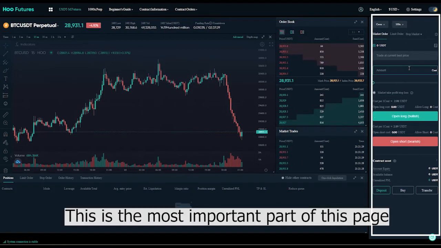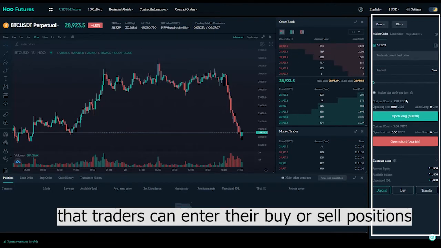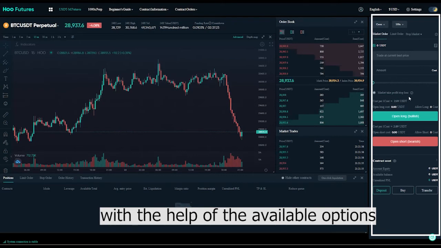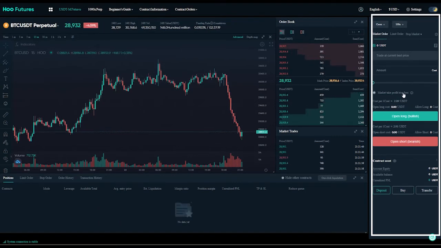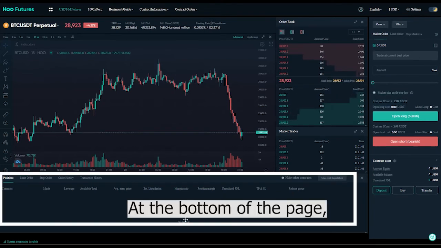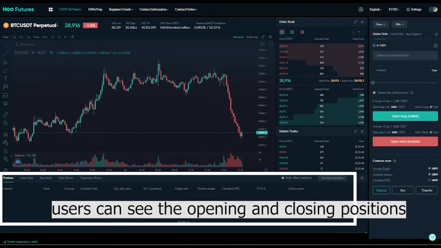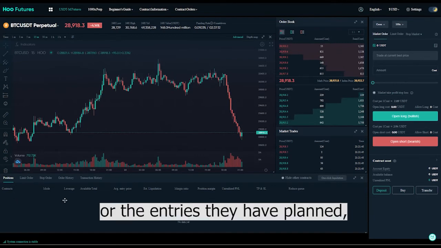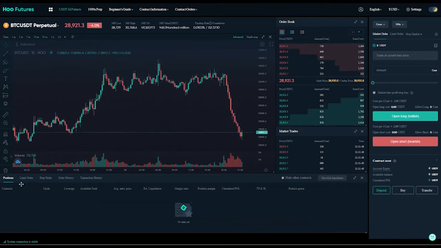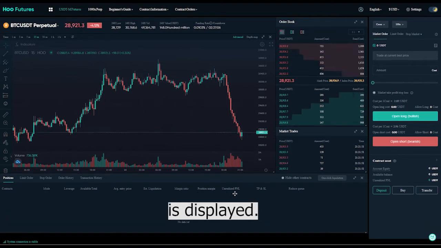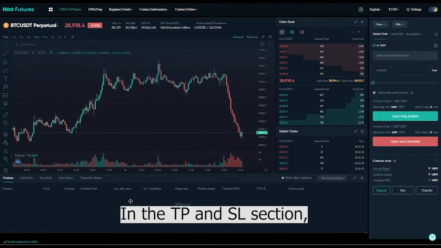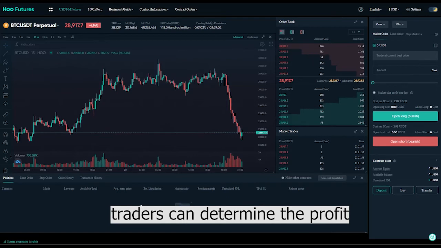5. This is the most important part of this page, where traders can enter their buy or sell positions with the help of the available options, and they are almost the same as the ordering options in spot. 6. At the bottom of the page, users can see the opening and closing positions or the entries that they have planned, and the percentage of profit and loss for each transaction is displayed. In the TP and SL section, traders can determine the profit and loss limits of their trades.